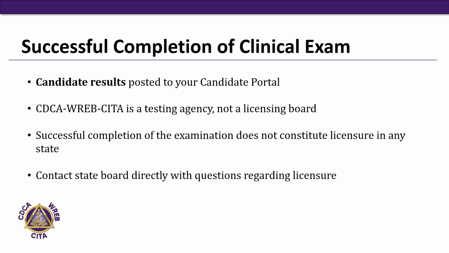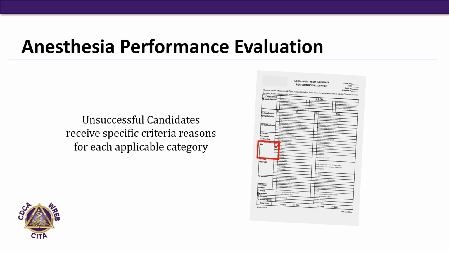Preliminary results are available on-site. However, finalized examination results are generally posted online approximately 72 hours after the last date of the examination. The local anesthesia performance evaluation form lists the specific criteria for each category of deficiency. Refer to the grading criteria listed in the candidate manual for all evaluated aspects of an injection.